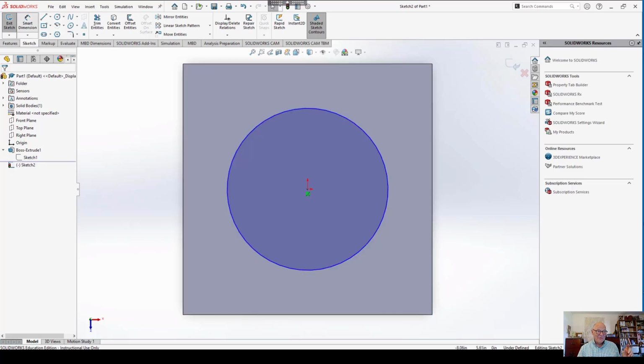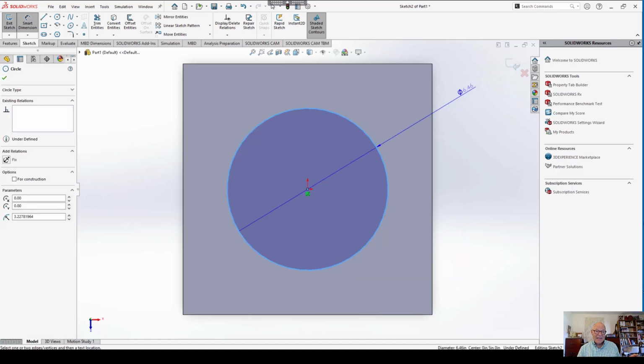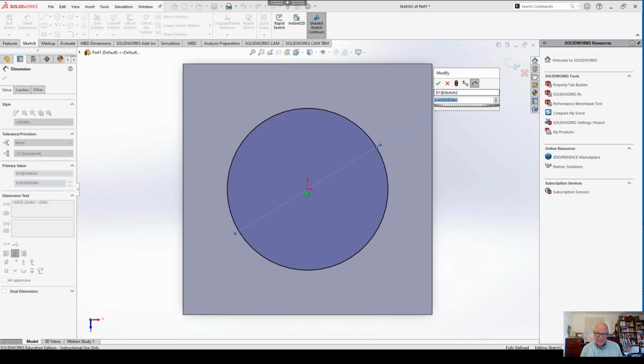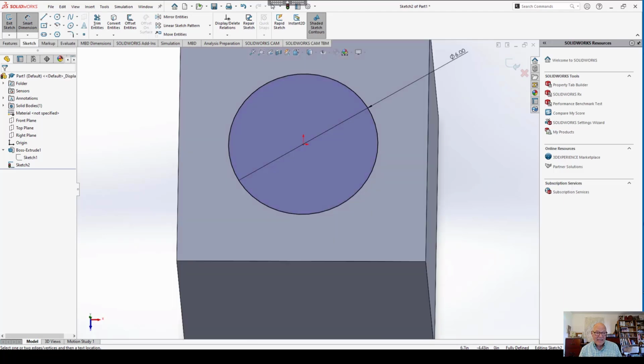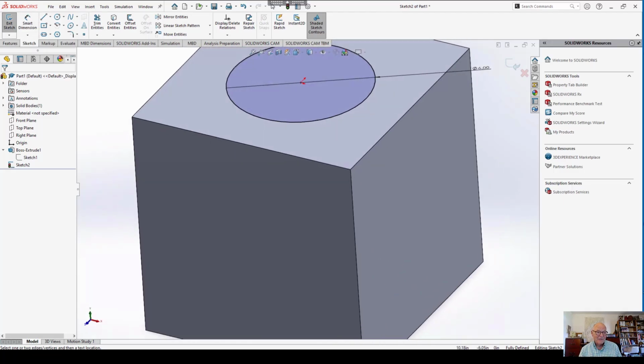So I'm going to put a dimension on here, and the dimension I put on there will drive the size of that circle. It gives me the diameter here as opposed to the radius, so let's just make that 6. Now you notice it's black. Down here it says fully defined. Now I'm going to move it around so you can see what's going on with it.